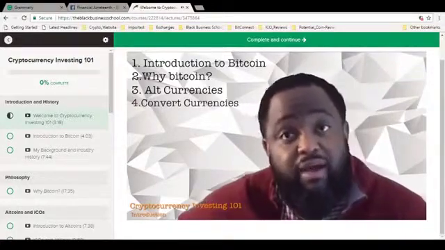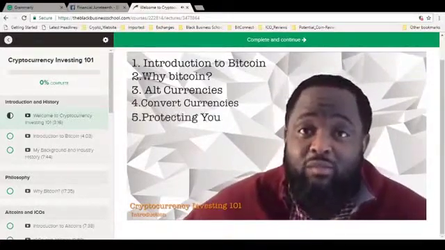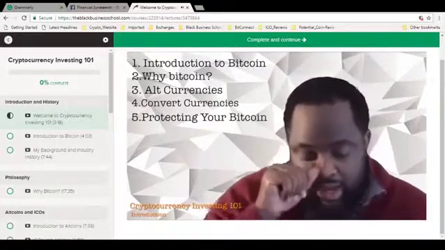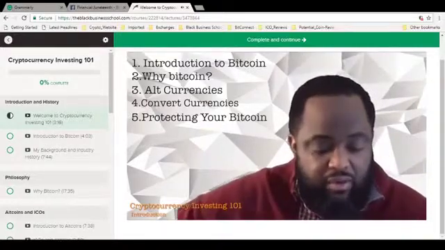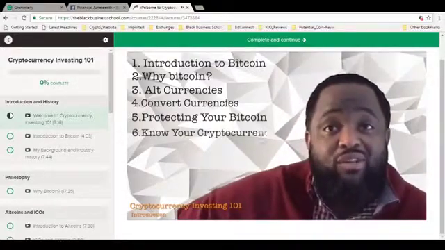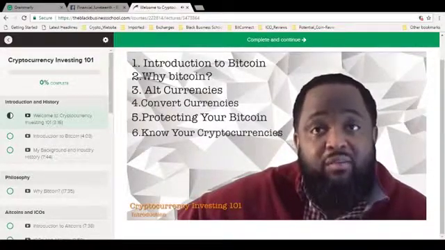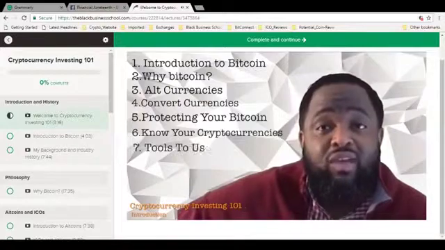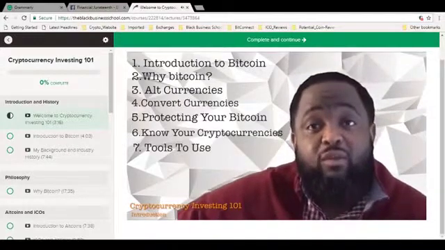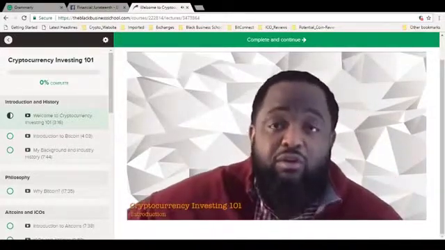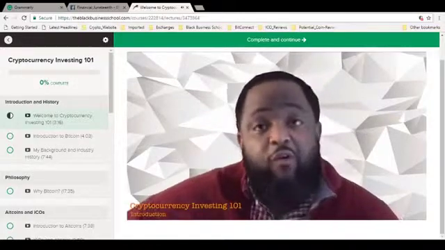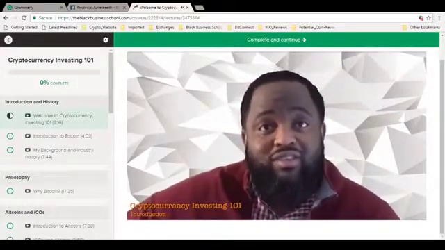We'll also talk about best practices when protecting and keeping your Bitcoin. And then we'll start getting into how to research cryptocurrency that are worth investing in, and then give a brief overview of tools that you can use to kind of help you. So hopefully throughout this course, if you don't know anything about cryptocurrencies, hopefully we can help you understand them more.